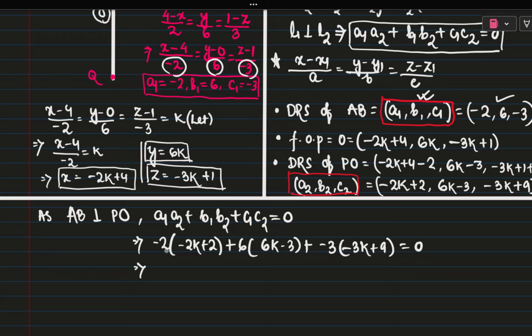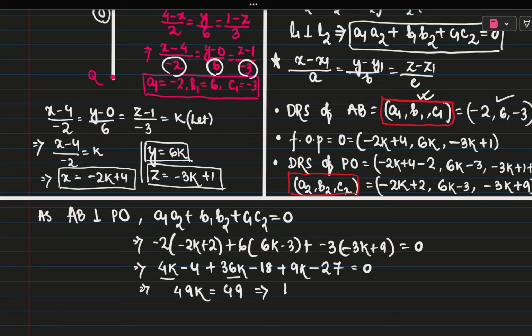Now if I solve this one, minus 2 minus 2, it is 4k minus 4, plus 36k minus 18, plus 9k minus 27, equal to 0. If I solve it, 4k plus 36k is 40, plus 9 is 49k, minus 4 minus 18 minus 27 is minus 49, which goes to the other side and becomes 49. So how much k am I getting? 1. Once you get k is 1, just put the value of k in your foot of the perpendicular.